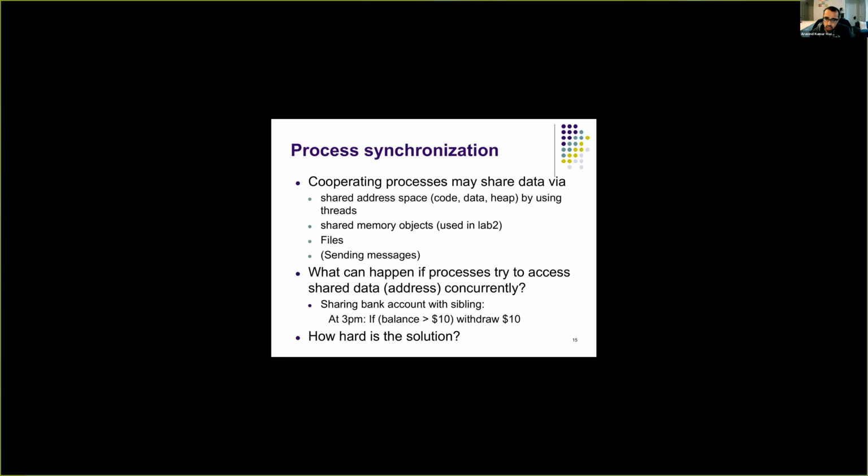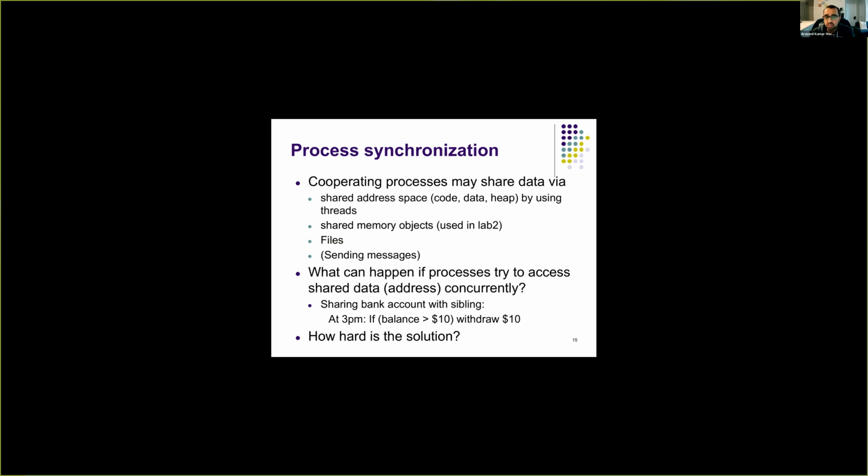Now let's get into process synchronization. As I mentioned before, when there are multiple processes running in the system, we can have a requirement where processes may want to communicate with each other by using shared data, right? The shared data could be from a shared address space or through shared memory objects, which we'll look into in more detail when you do lab 2.